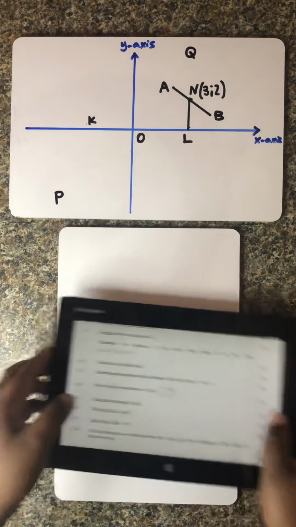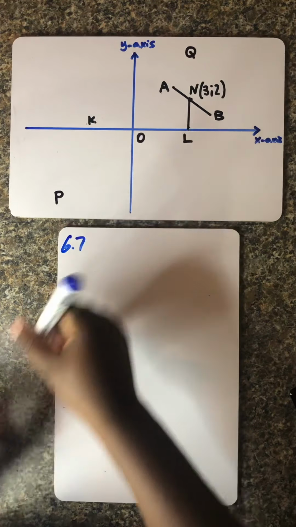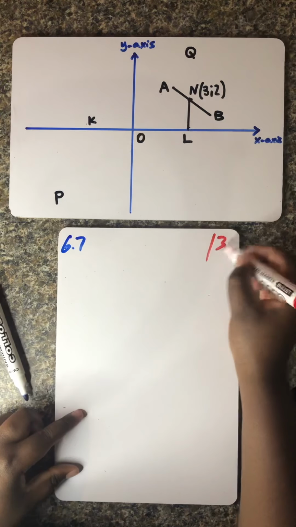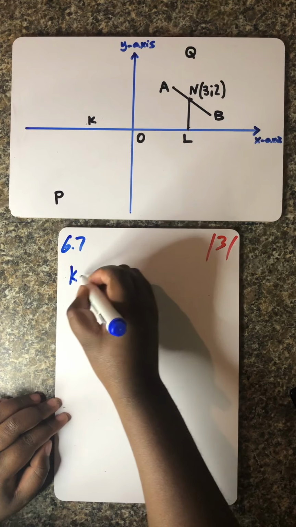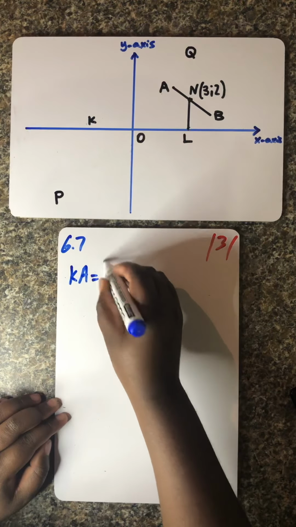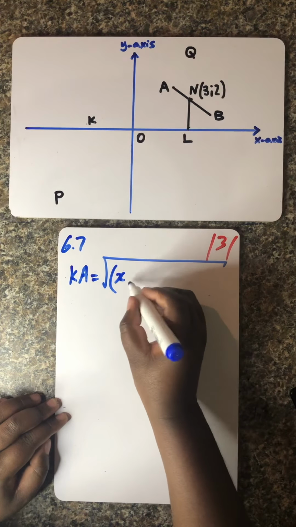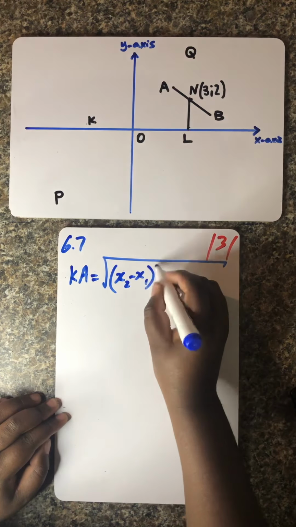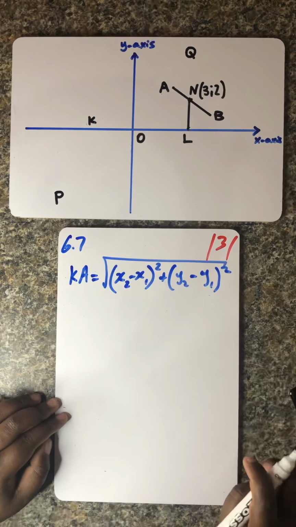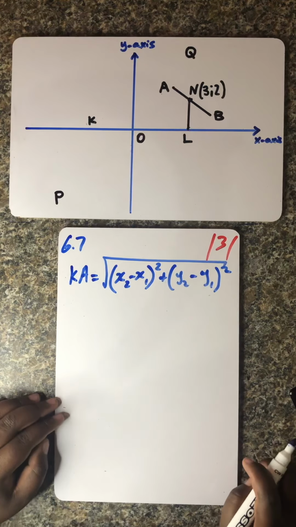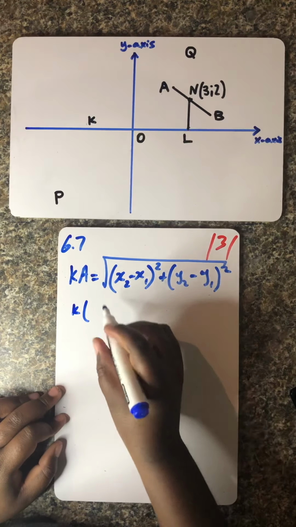So this is question 6.7 and it's allocated 3 marks. Remember guys, they want you to calculate the length of KA, which equals, you just write the formula. I think it should be the square root of (x2 minus x1) squared plus (y2 minus y1) squared. Ladies and gentlemen, please do make sure to know these formulas by heart. So now you need to know what the coordinates are.